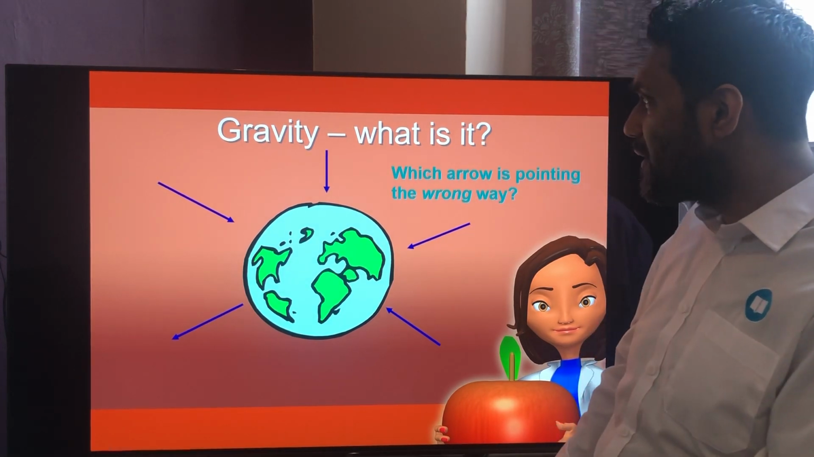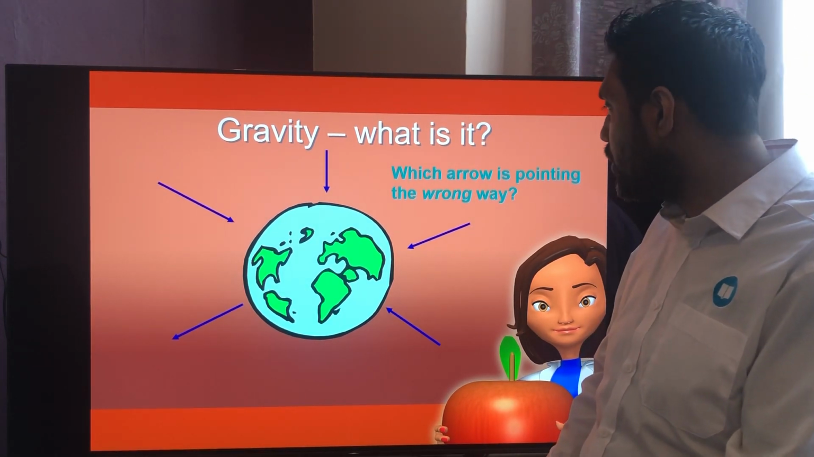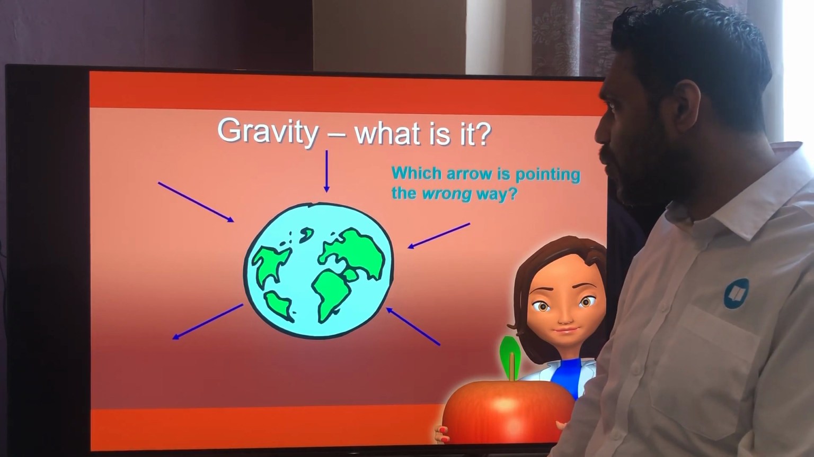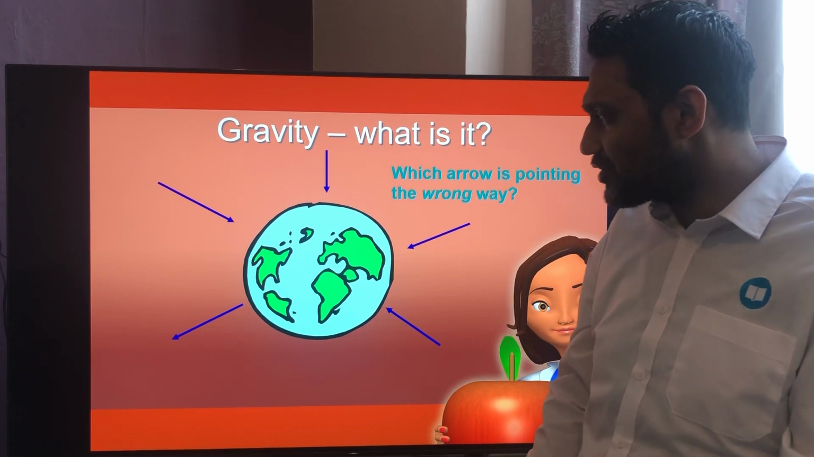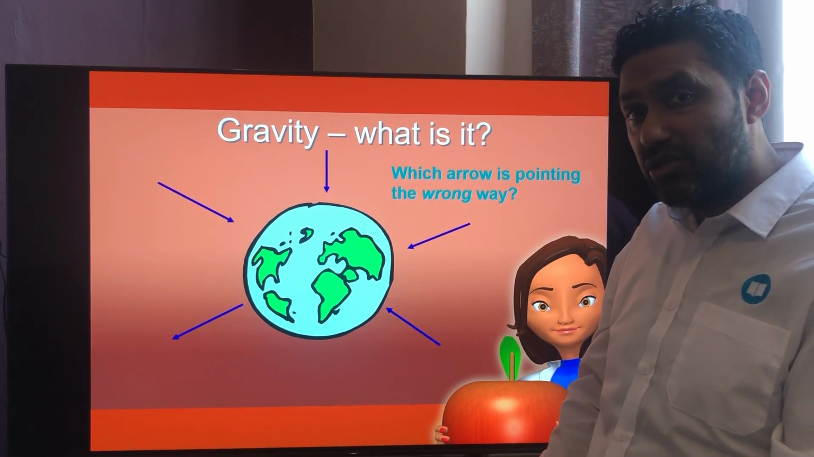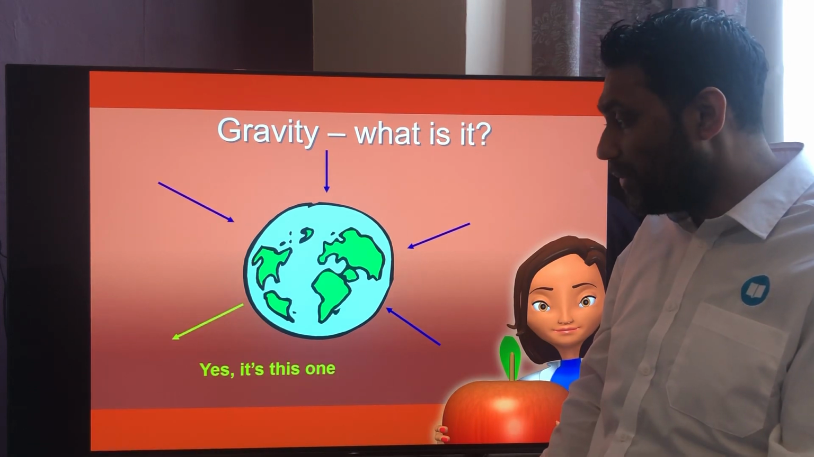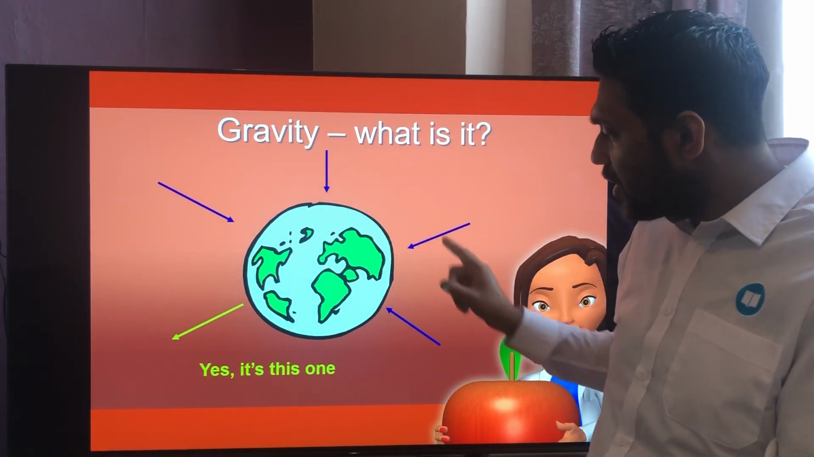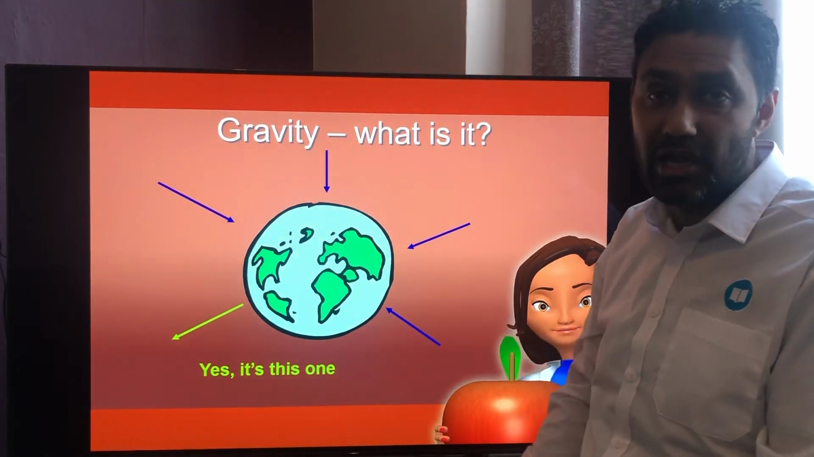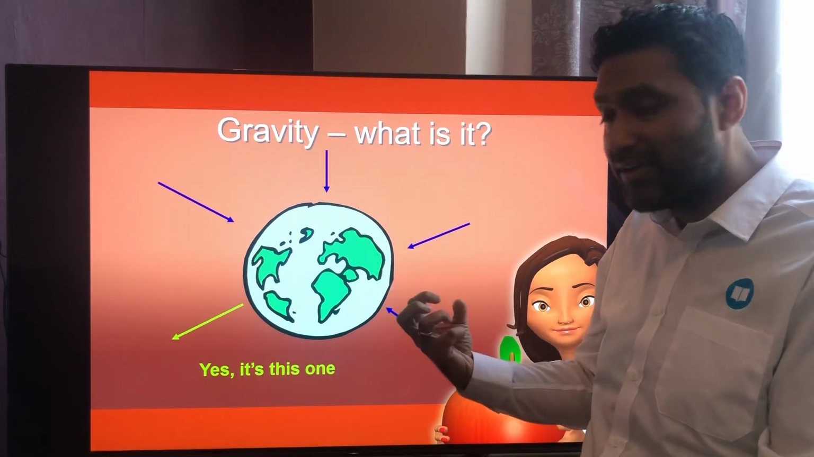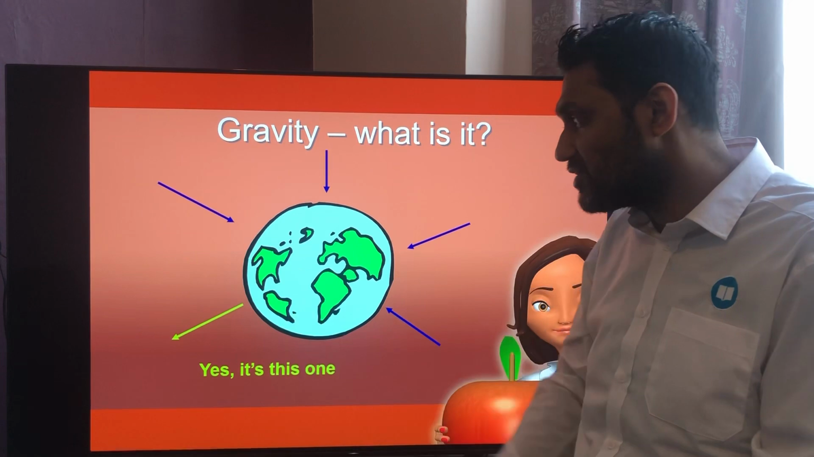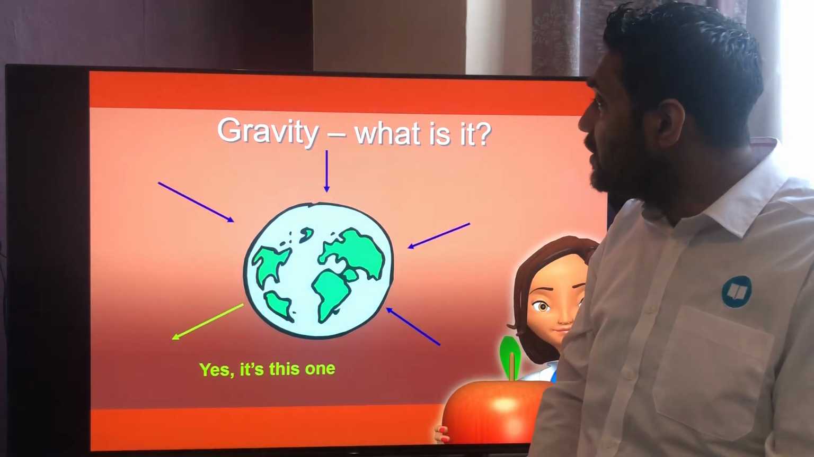So here's some arrows on this Earth. Which arrow is pointing in the wrong direction? So have a quick look at those arrows. One of those is in the wrong direction. Well, which one is it? And if you look at it carefully, you should have noticed that it's that one, because the rest of them are pointing towards the Earth. Gravity points towards the center of the Earth. So the center of any object, gravity always tries to pull towards the center of Earth. This one is obviously pointing in the opposite direction.